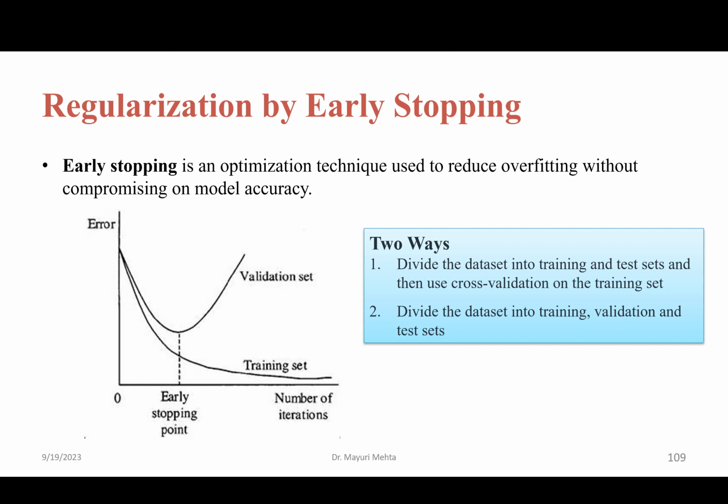And validation error decreases until a point. It is a U-shaped curve for a validation error. So a validation error decreases until a point, and after that point, it increases. So this is because during training, the learning model starts to overfit the training data. And this causes the training error to decrease while the validation error increases.